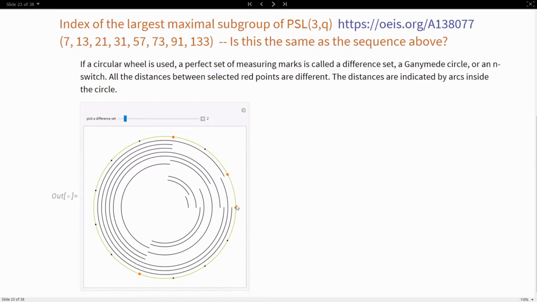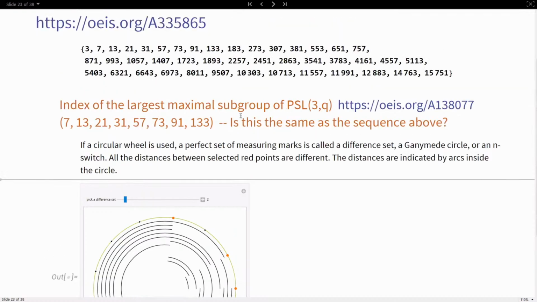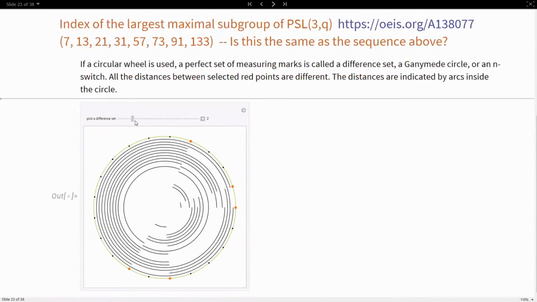For example, between this dot and this dot, the length of the arc is 1. Between there and there, the length of the arc is 2. Add those together, you get 3. From here to here, you get 4, and so on. Every single possible difference from 1 to 13, and here's 13 on the outside. We go the other way. From this to this, we go the opposite direction. And it was Singer in the 1930s that first found these series of difference sets, circular difference sets that always work.